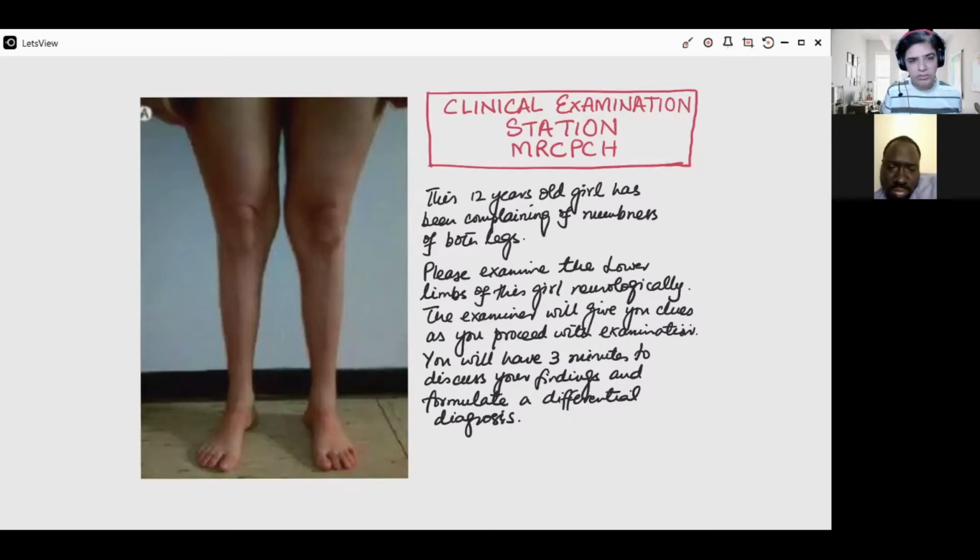The instruction says this 12-year-old girl has been complaining of numbness of both legs. Please examine the lower limbs of this girl neurologically. So you have to do a neurological examination of the lower limbs. The examiner will give you clues as you proceed with the examination. Then after 6 minutes, you will have 3 minutes to discuss your findings and formulate a differential diagnosis.